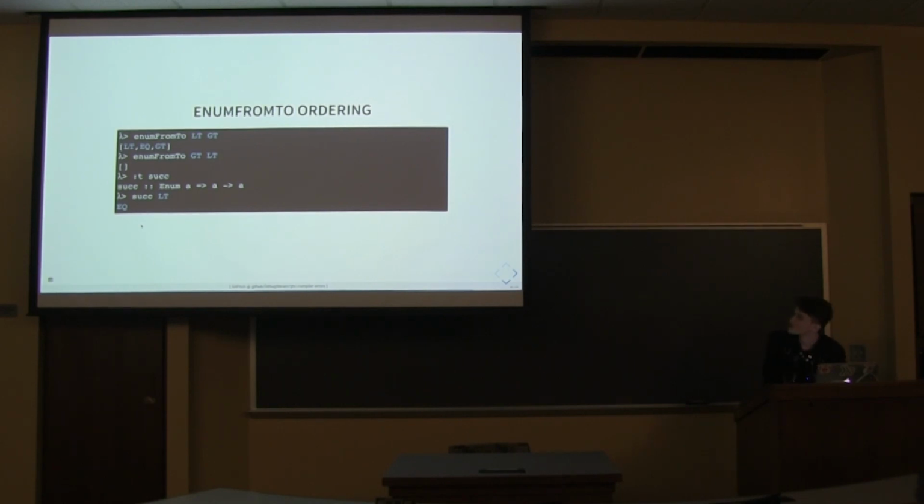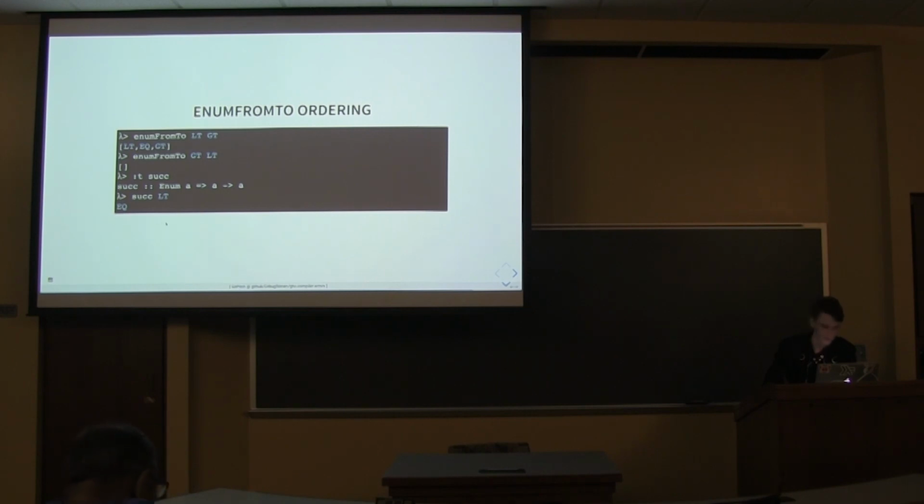So here's how that works. enumFromTo given LT GT is going to give you a list of LT, EQ, GT, and enumFromTo GT LT is going to give you an empty list, just because that's backwards. And one of the functions that you can use to get the next value is the succ function. So given an a, you're going to get the next a. You could think of this like with integers, succ of 1 would be 2.